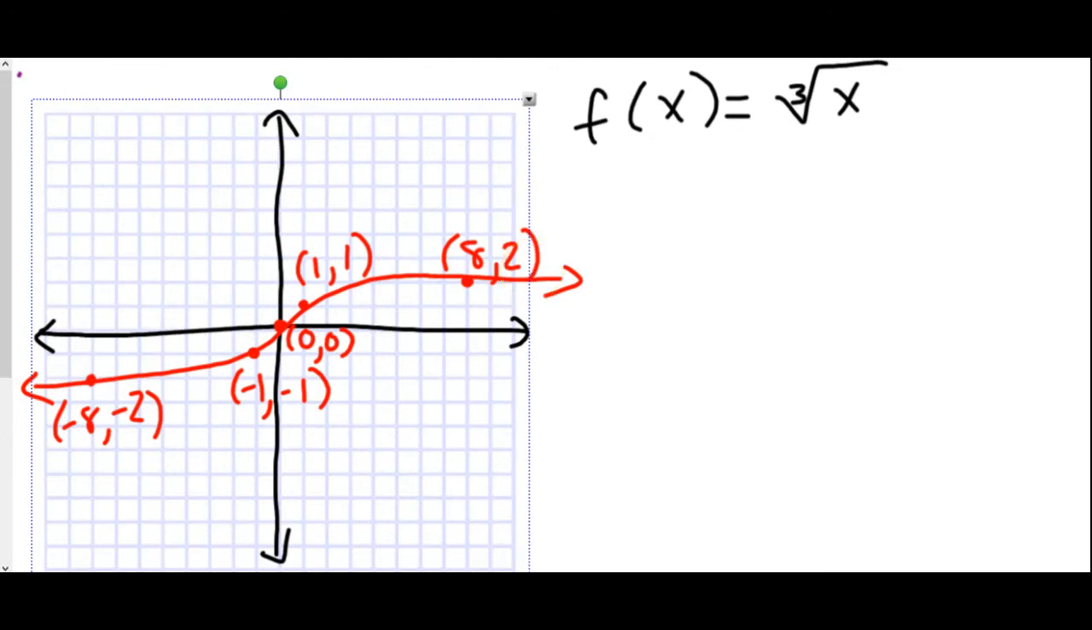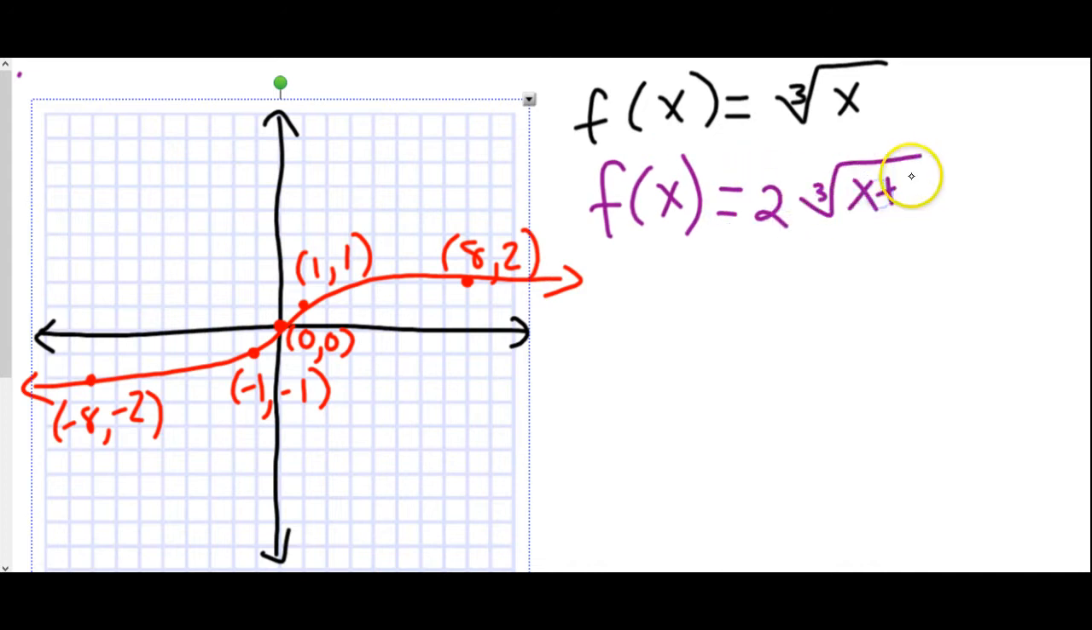And now let's try a problem where we have more than one thing going on at a time. Let's have all of the stuff going on. So let's say we have 2 times cube root of x plus 1, plus 3. So looking at this, we know 2 is positive, so no flip, and it's bigger than 1, so that is a stretch.